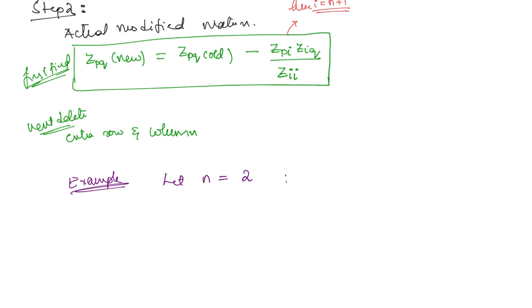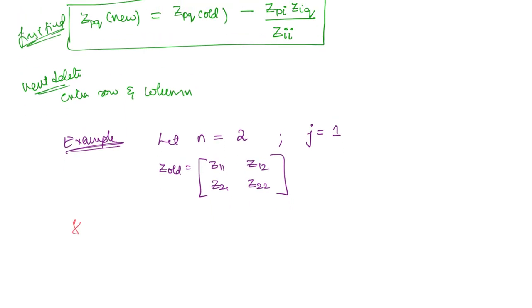And we are adding a new transmission line from the first bus. That means j is equal to 1. From the first bus to the ground, we are adding a transmission line of impedance ZB, let us say. Let also the old matrix we are just going to take as Z11, Z12, Z21 and Z22. Now what we are going to do, step 1, you can first find the temporary matrix. So how you are going to find this?